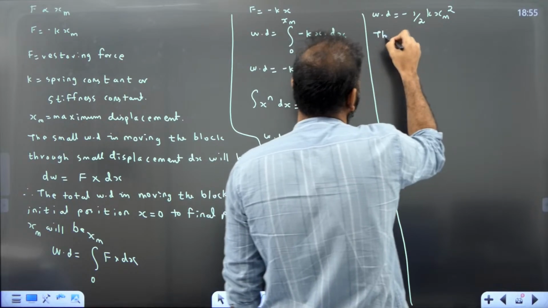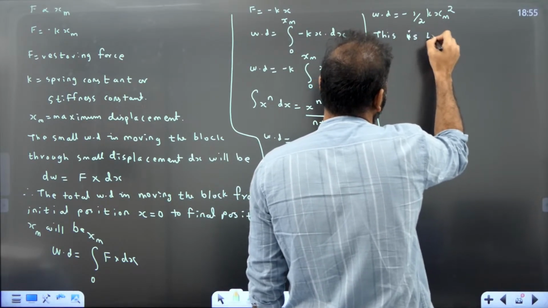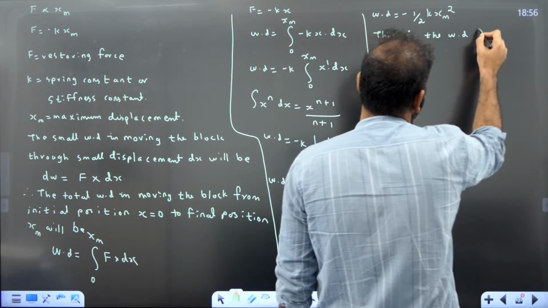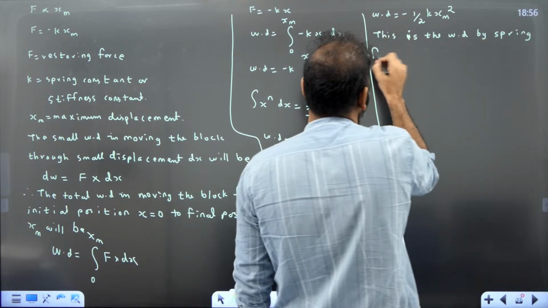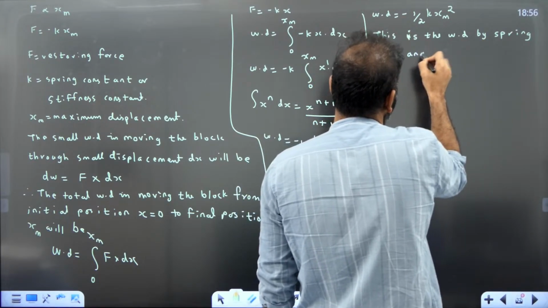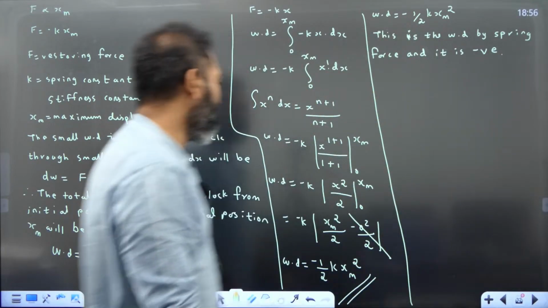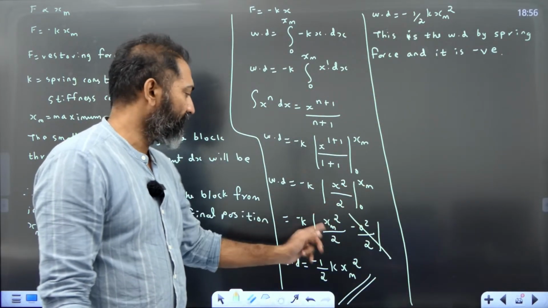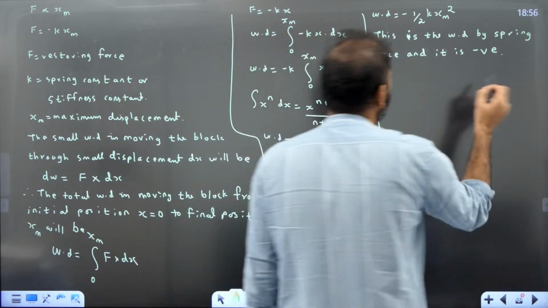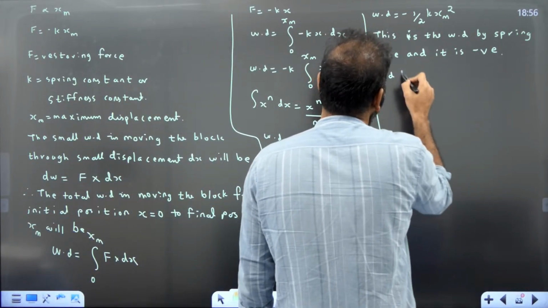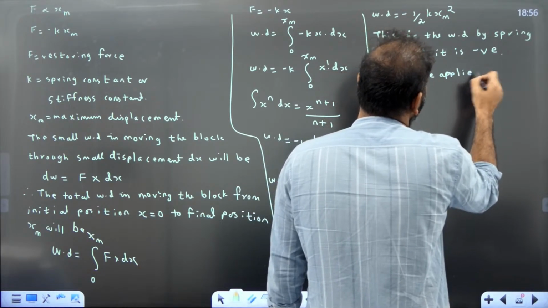This work done is the work done by the spring force, and it is negative. Integration step: upper limit minus lower limit, then work done equal to minus half k x m square. This is the work done by the spring force. Now work done by the applied force will be.